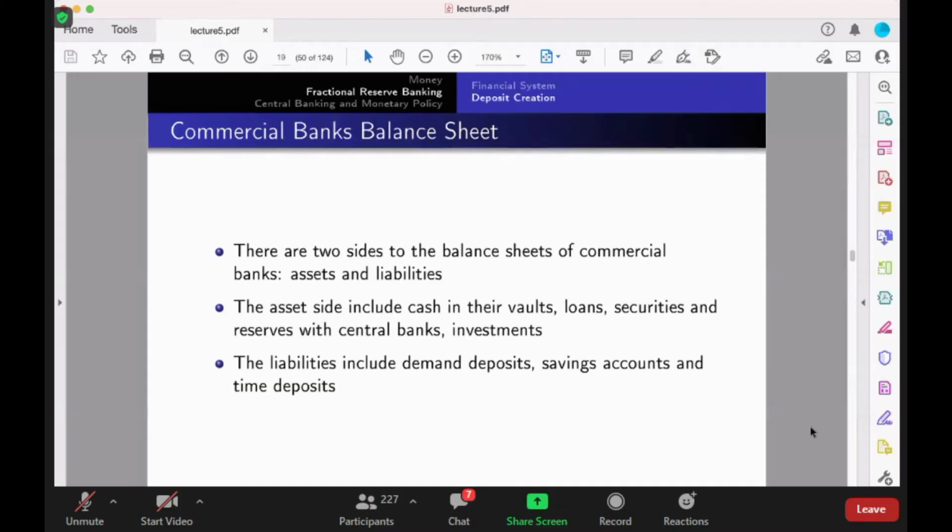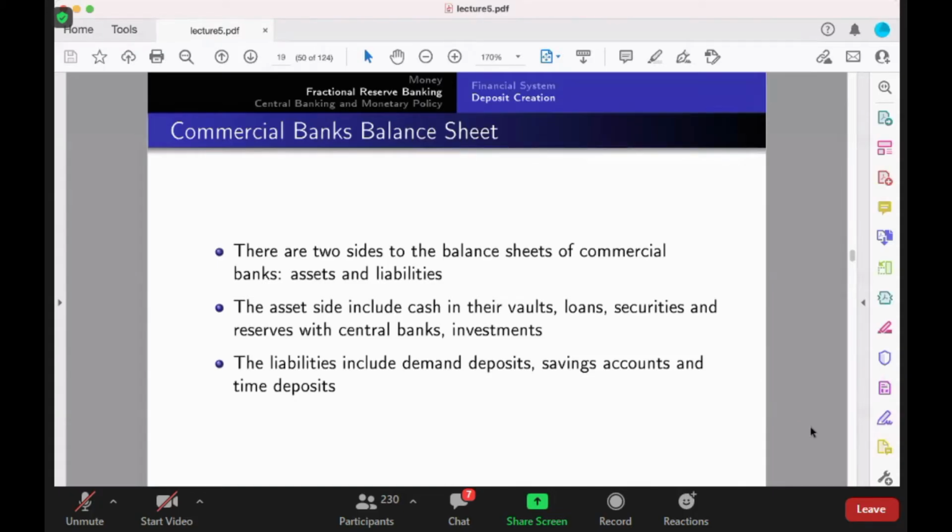The balance sheet of a typical financial institution has two sides. If we take a typical commercial bank, there is the asset side and the liability side. The asset side includes things like the vaults, the loans, the securities, and reserves with the central bank, investments. The liabilities are the demand deposits, the savings accounts, and the time deposits. The reason we are bringing this up is to show you how commercial banks, through the deposits they take and the loans they make, can affect the supply of money in an economy.